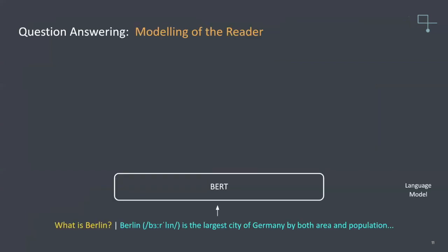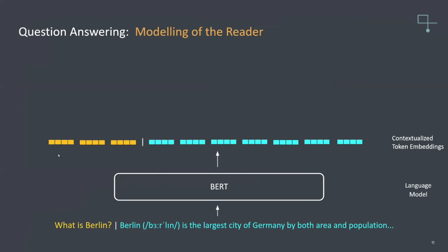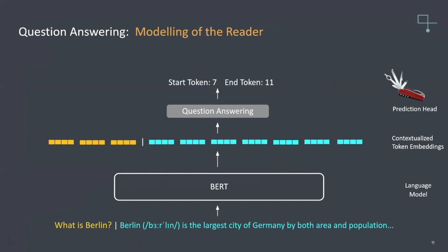How does it now look from a model side? We have basically our question and the text. We feed both into our language model, in this case BERT. This model gives us some contextualized token embeddings, so one vector per token. And we feed that into our prediction head, which is particularly suited for the task of question answering. This prediction head gives us then the start and end position of the token, and we can align that back to our string space. And that's pretty much it. That's what happens behind the scenes.